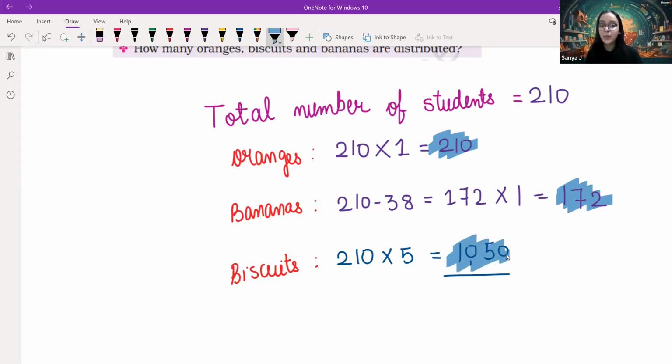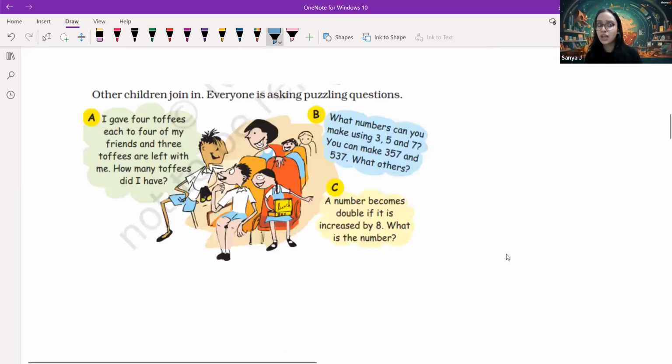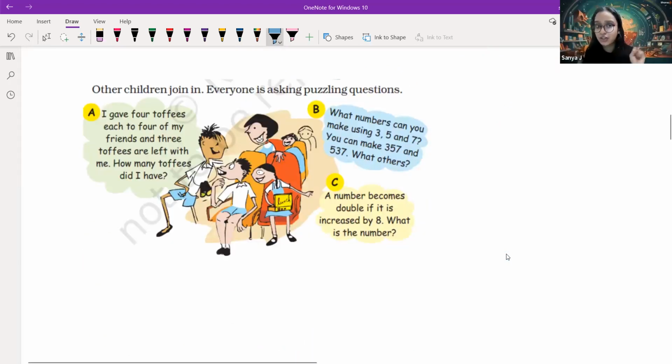Alright, everyone. With this, now let's move on to the next part of this journey. When the children were having their lunch, they were asking each other some interesting puzzles. And now we are going to solve all those puzzles. So, the very first puzzle is: I gave 4 toffees each to 4 of my friends, and 3 toffees are left with me. How many toffees did I have?